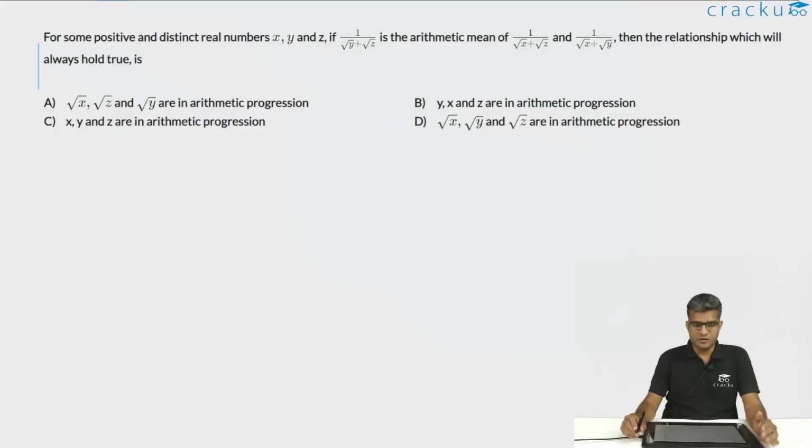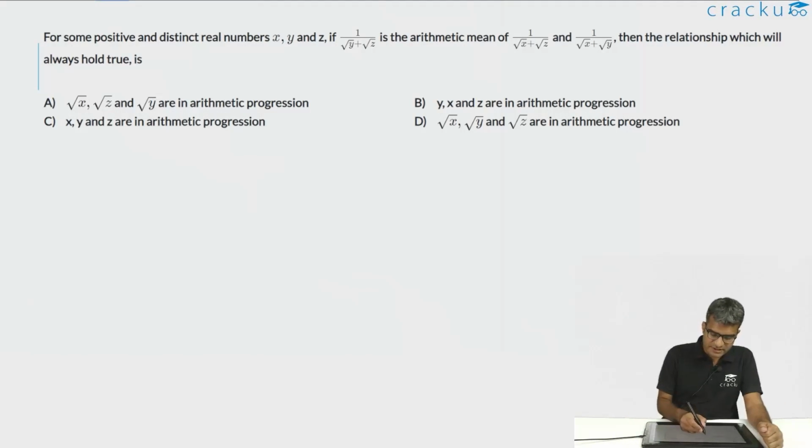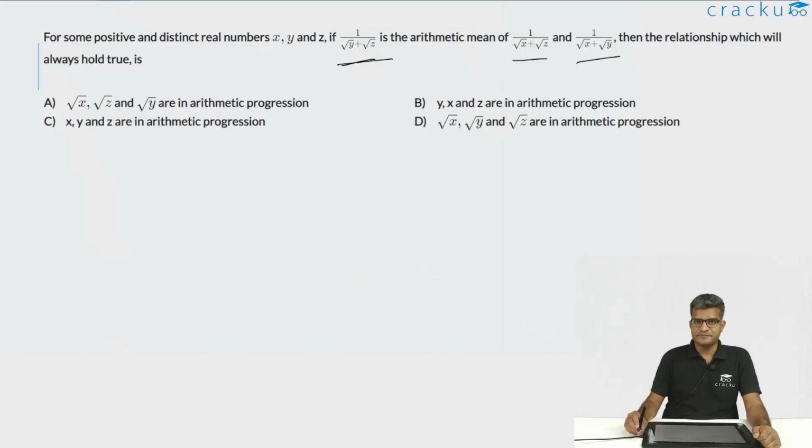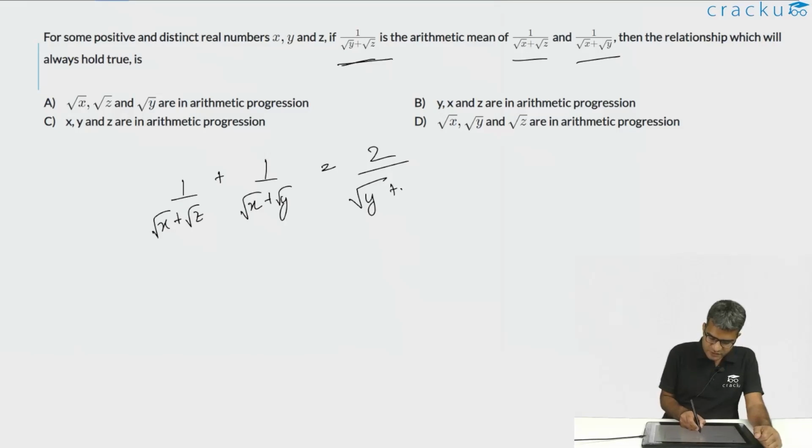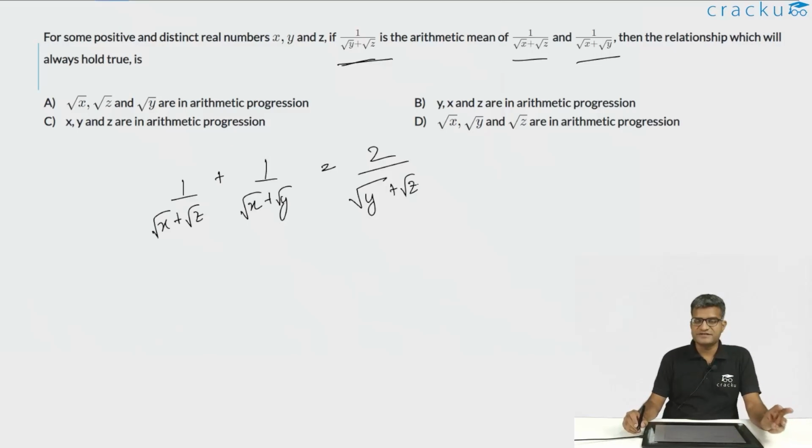In this question, we are told that there are some positive distinct real numbers x, y and z. We are told that the arithmetic mean of 1 by square root of x plus z and 1 by square root of x plus y is equal to 1 by square root of y plus z. What this would imply is that 1 by square root of x plus square root of z plus 1 by square root of x plus square root of y is equal to 2 by square root of y plus square root of z. Now we are required to calculate the relationship between x, y and z.